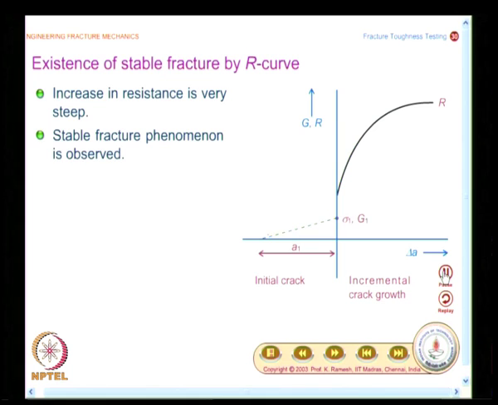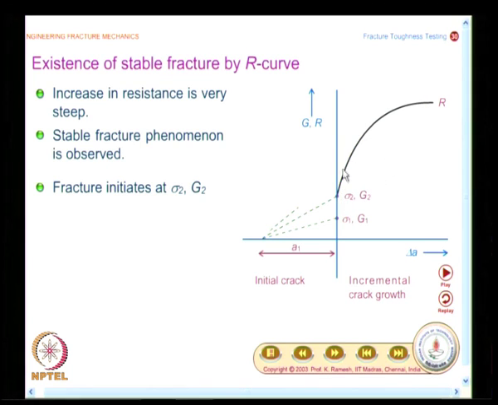Let us go back and recapitulate how stable fracture occurs in thin panels. I hope you remember this was discussed in the early part of the course. On the left hand side you have the length of the initial crack, on the right hand side you have the growth of the crack, delta A. On the y axis you plot the energies G as well as R, and you have an R curve in this shape.